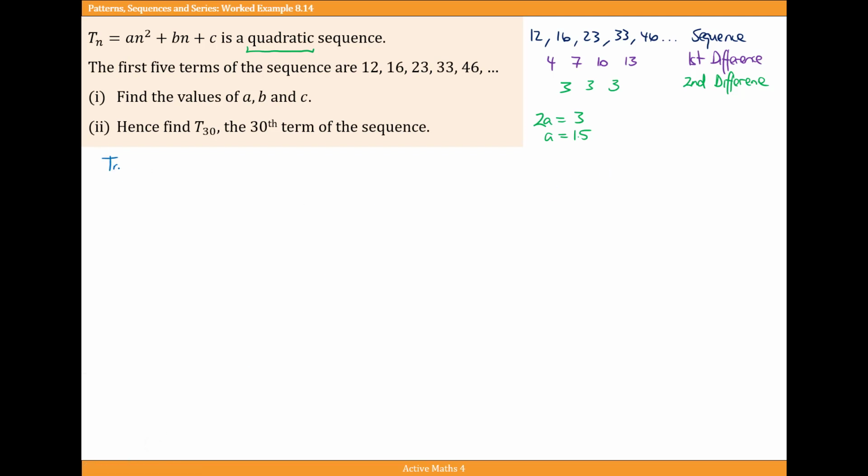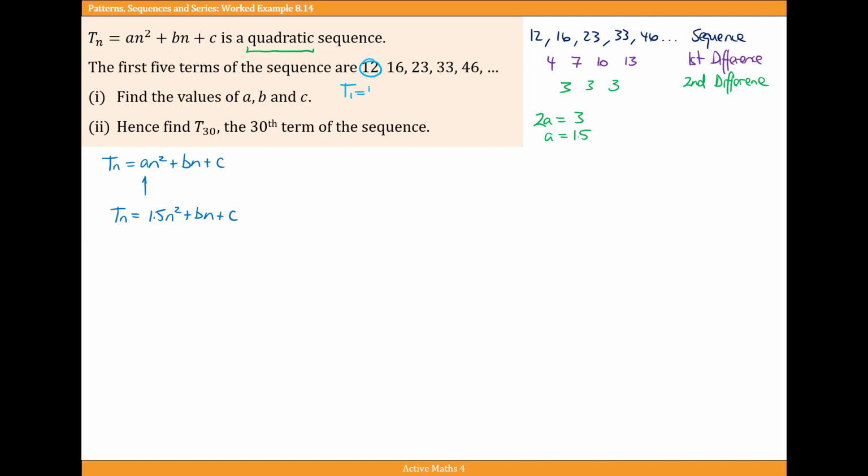So if I write down our general term formula, an squared plus bn plus c, we found the A. The A is always half the second difference. And so it's going to be 1.5 n squared plus bn plus c. So we update our formula to account for that new information. And the rest of the question is going to be to find the values of b and c for this general term.